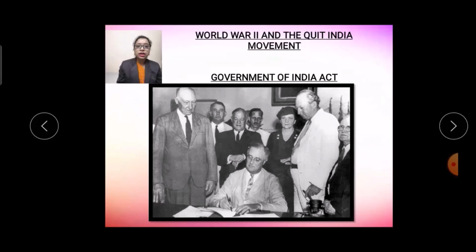After this act, elections were held throughout the country, and the Congress won in most provinces. Provinces, we can also call areas, or we can say regions. So the Congress won the elections in most areas or regions, and because the Congress won the elections, the Congress formed the governments. But power still remained in the hands of the British. So now you understand that although the Congress won the elections in most areas, the power was still in British hands.